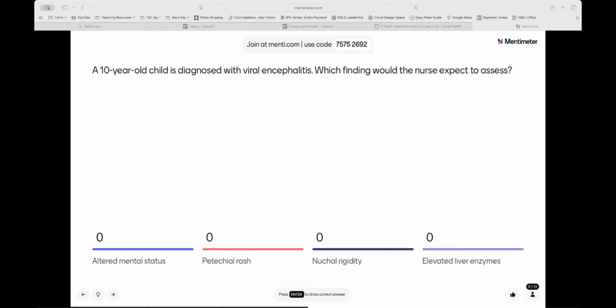So here we have a child diagnosed with viral encephalitis. So what would we expect to assess in this patient?